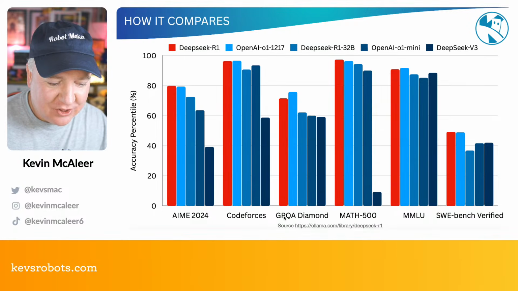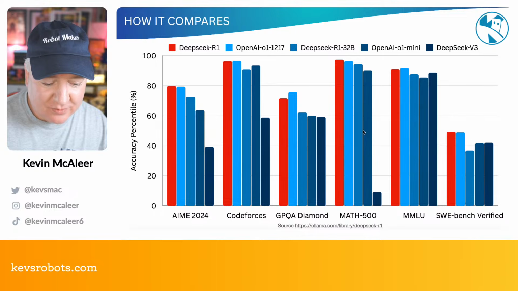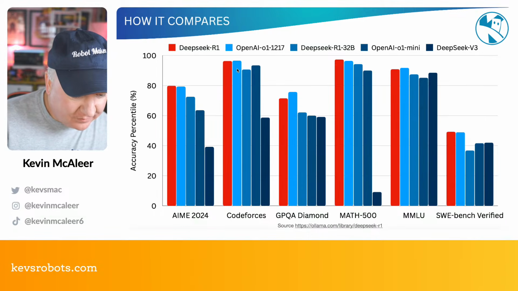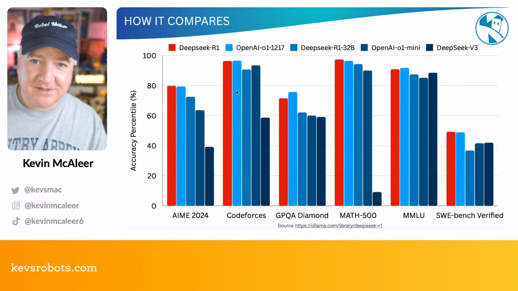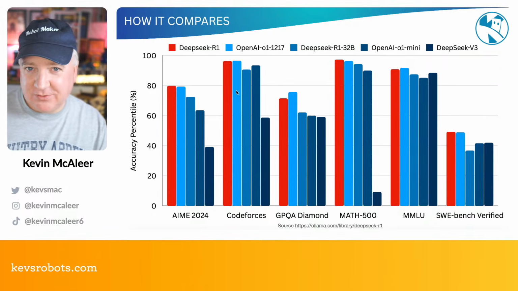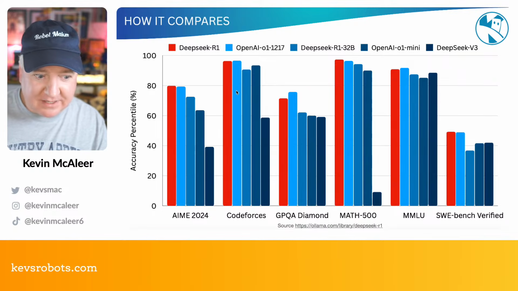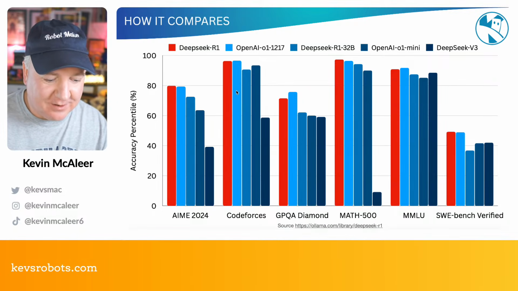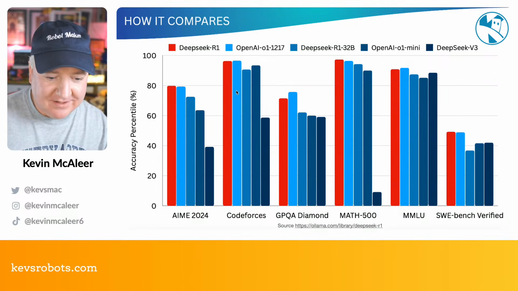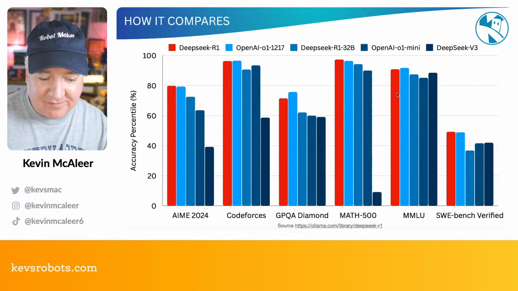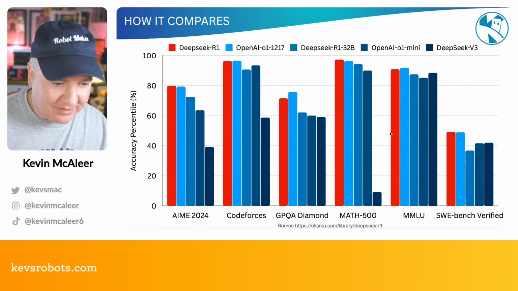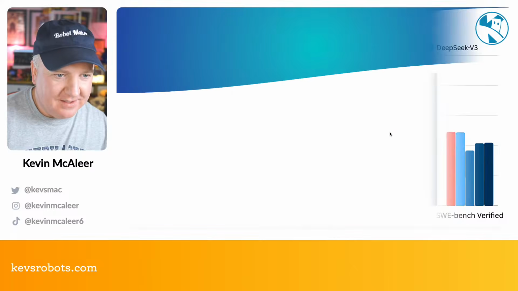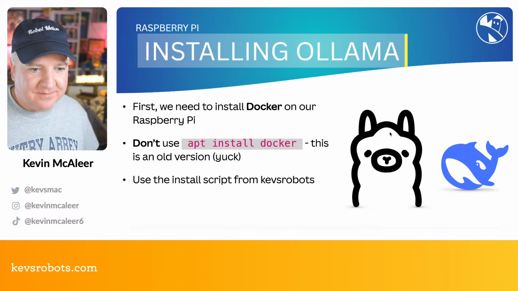So you can see there, in general, the red one, the R1, is pretty much outperforming, other than the Codeforces one where the OpenAI is ahead. But you've got to remember, this one cost 56 million to train compared to the hundreds of millions, if not billions, that ChatGPT took to train. So it's pretty much performant on all of those different tests, and we can run that locally. We can get that actual model and run it locally. That's amazing. So let's have a look at that again.